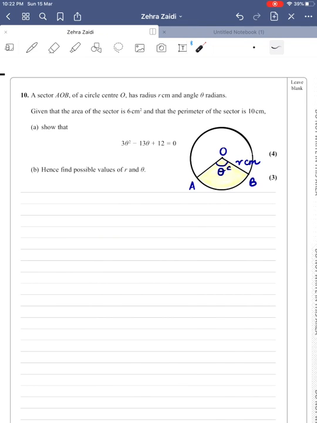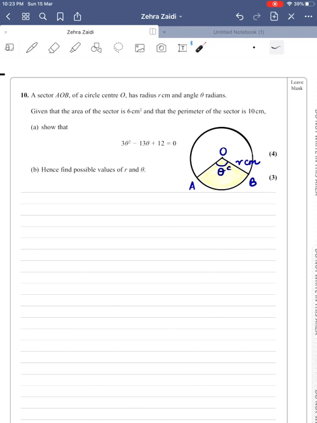Question number 10. A sector AOB of a circle, center O, has radius r centimeters and angle theta radians. Given that the area of the sector is 6 square centimeters and that the perimeter of the sector is 10 centimeters, show that 3 theta squared minus 13 theta plus 12 is equal to 0.